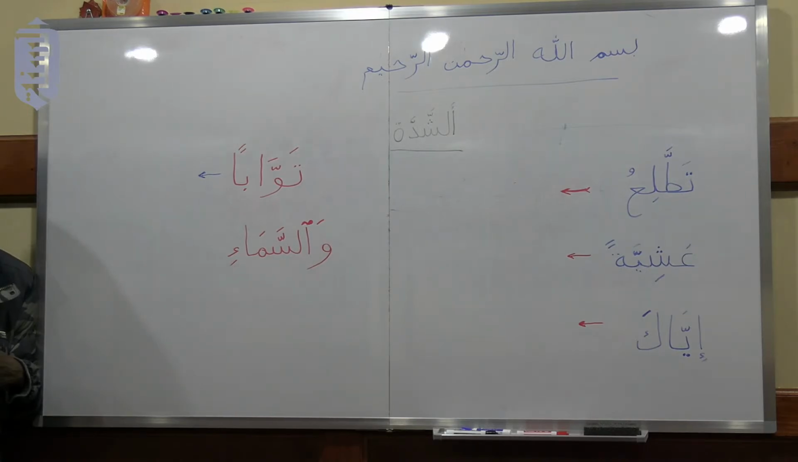Now, if the letter after the alif lam has a vowel, then that's a moon letter. What does that mean? That means you pronounce the lam. So it would be waw fatha, lam sukoon, wal. Is that clear? So how do you know what is a sun letter and what is a moon letter?